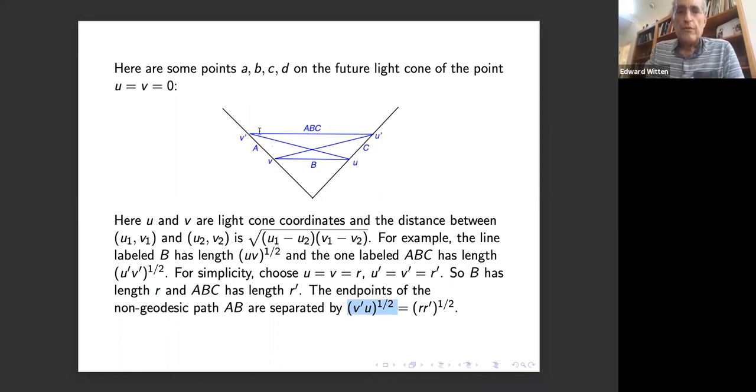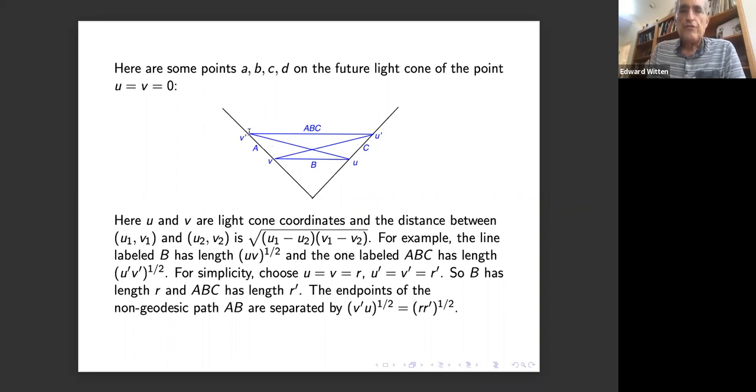Well, when I say the non-geodesic path AB, I mean the path that goes from here to here. I've drawn a straight line. If you take A and then B, that's not a straight line. But you could take a straight line between the two endpoints. If you want to know the region of space where you could predict the physics from initial data on A and B, you have to take the domain of dependence, but that's the same as the domain of dependence between the two endpoints.